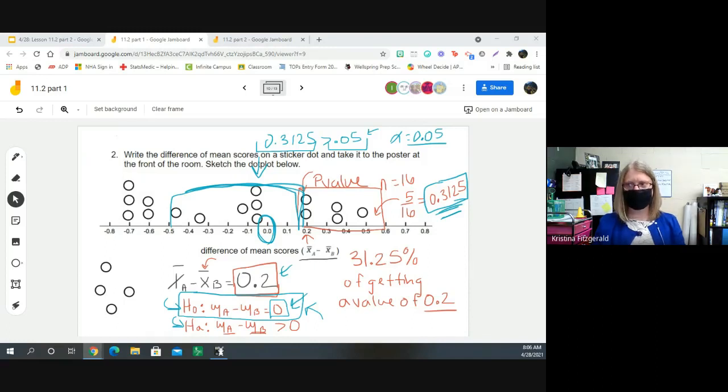Yeah, it's fail to reject, Tessa. Yep, because the p-value is a lot greater than what we're allowing. We're going to say any probability under 5% is weird. So 31% is pretty okay. Okay, great. Thanks, Tessa.